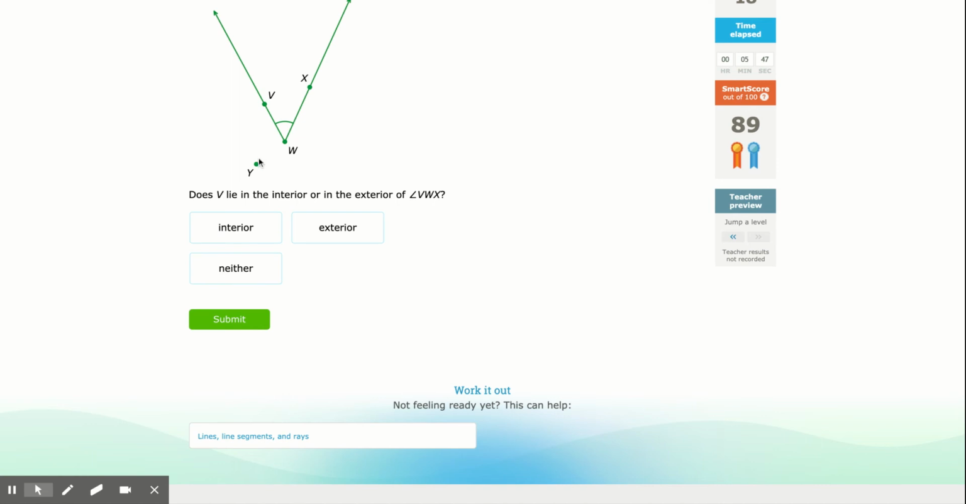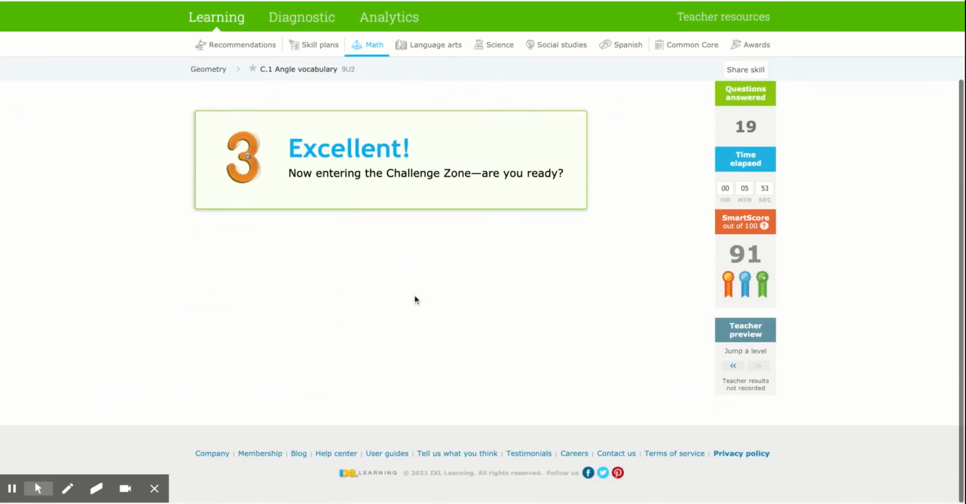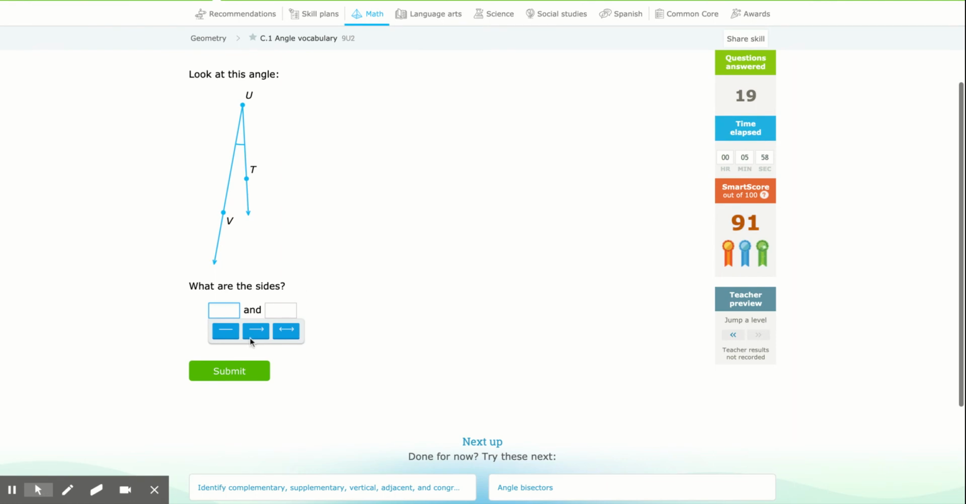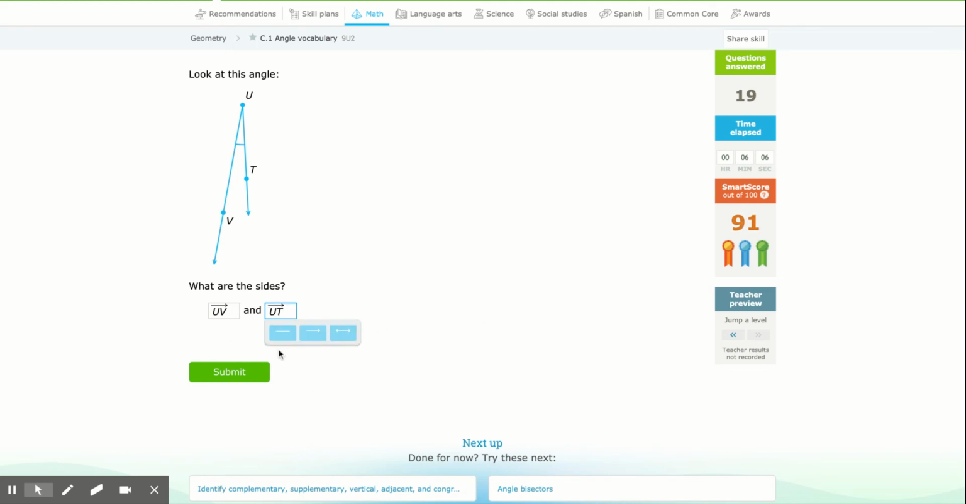Does V? See, V's not this point they show out here. I don't know why they do that, but they're talking about this point here, so that's neither. Okay, what are the sides? Again, rays from U to V, and a ray from U out through T and beyond.